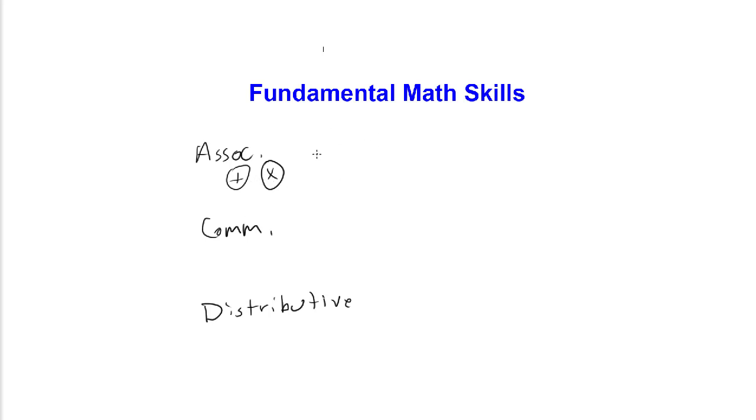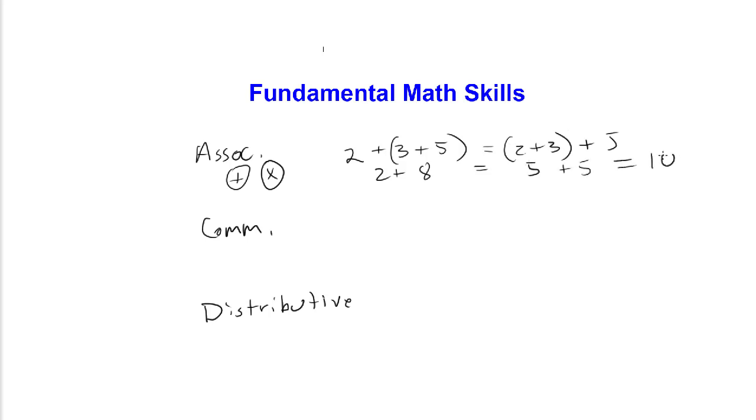So what does that say? That really says how I associate, in other words, where I put my parentheses, doesn't matter. The answer is always going to be the same whether I'm adding or multiplying. So 2 plus 3 plus 5 should equal 2 plus 3 plus 5, grouped differently. And sure enough, it does. 3 plus 5, according to our PEMDAS, is 8. 2 plus 8 equals 2 plus 3, which is 5, according to my PEMDAS in parentheses, plus 5. They all equal 10. Same holds true for multiplication.